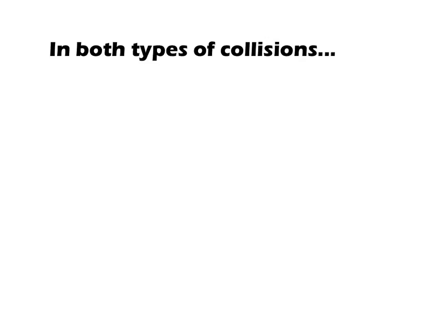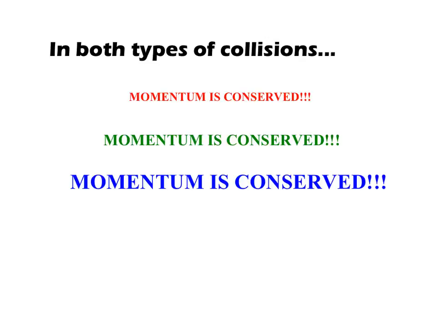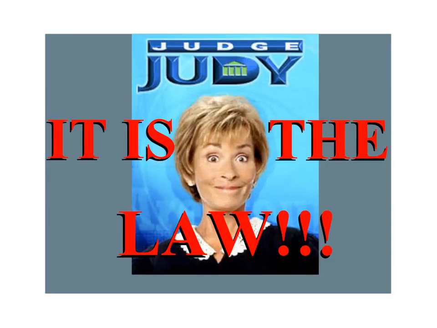However, in both types of collisions, momentum is always conserved. Tell Judge Judy, it's the law. So just like how you've learned in previous classes like biology and chemistry that energy and mass must be conserved, momentum is also conserved. So the moving inertia that something has before a collision is always going to be equal to the moving inertia that the same something or an entire system will have after.